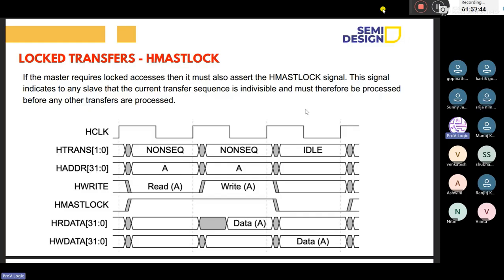Only the master that is selected with HMASTLOCK can transfer. Remaining all should be 0, with no access to that bus. They can't transfer on that bus, but with the remaining buses they can. Okay, so that is the master lock signal.